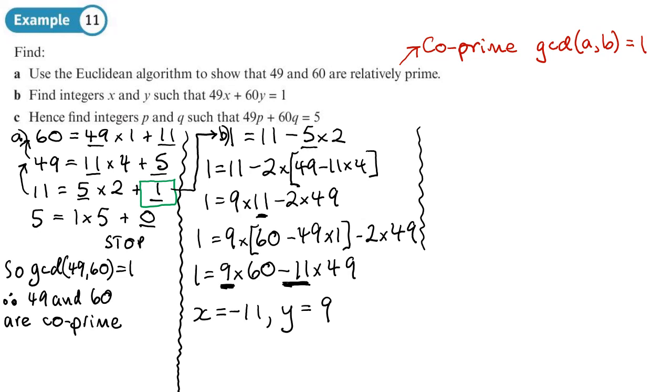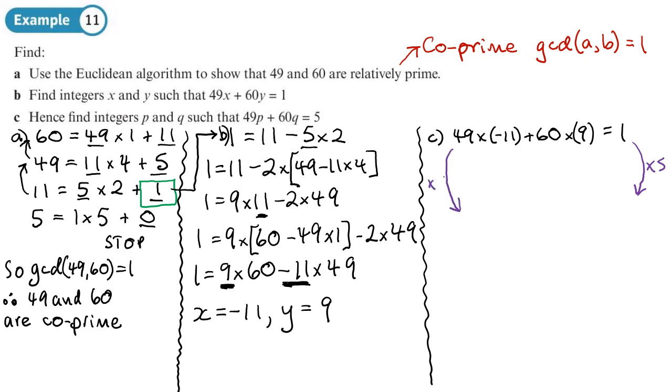So the only way to answer that question is actually to take the original identity we've got and times it by 5. So I had 49 times by negative 11. So this is what I worked out from before. Plus 60 times by 9 equals 1. Now if I'm going to get this to equal 5, well, I'm just going to have to times everything by 5. That's the only way that's going to happen, because 5 is not a factor of these two numbers. It's not a divisor of these two numbers.